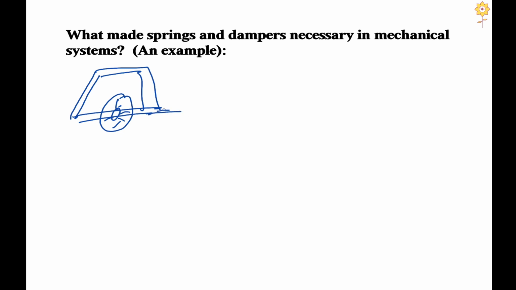Now, what made springs and dampers necessary in mechanical systems? We will take one small example. You can assume in very olden days people used to travel from one location to another location by means of, say, bullock cart, which is primarily a mass. Inherently we also have the stiffness and damping properties, but let us assume that we have only mass for now. So this is, let us say, the bullock cart, primarily concerned with mass.